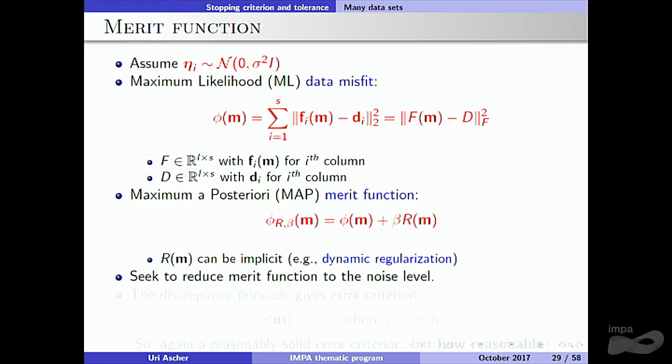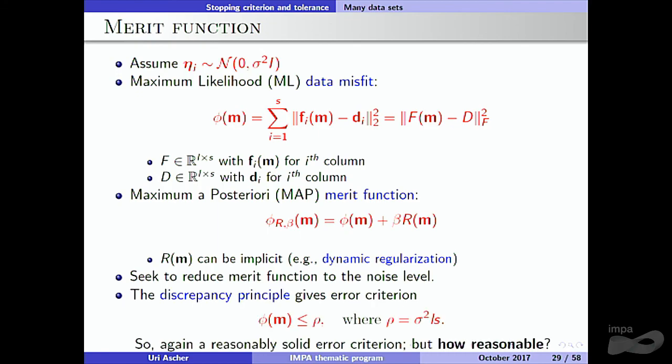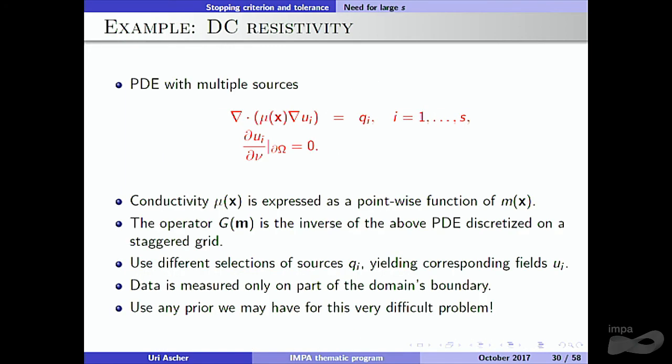And again, we seek to reduce the merit function to the noise level times 1.5, in fact. And so once again, we have here the discrepancy principle, except that the rho is now sigma square Ls times S. But the question is, is this a reasonable criterion? And the answer is like before. It has some significant reasons not to take it too seriously. It's just the best we can do. It doesn't mean it's good.